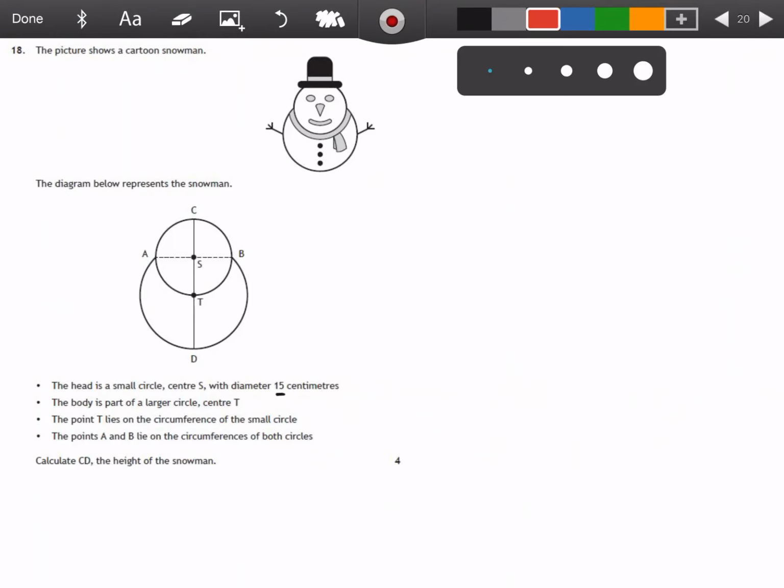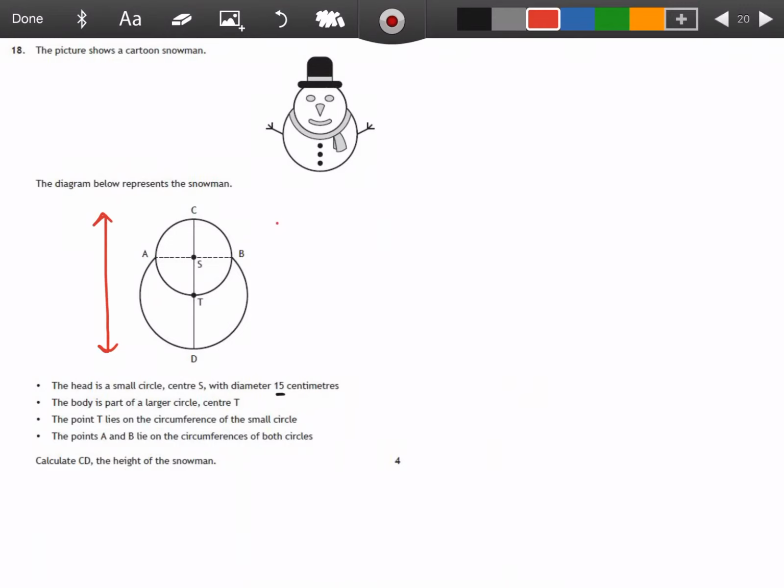What we have to work out is the height of the snowman. So find that distance. We actually already know this distance here. The small circle, diameter 15. So we already know that, C down to T. The diameter of the small circle is 15. So all we need to find out is this bit here, basically there to there, which is the radius of the big circle. We just need to find the radius of the big circle. If we can find the radius of the big circle, we can just add it to the 15, and then we've got the height of the full snowman.